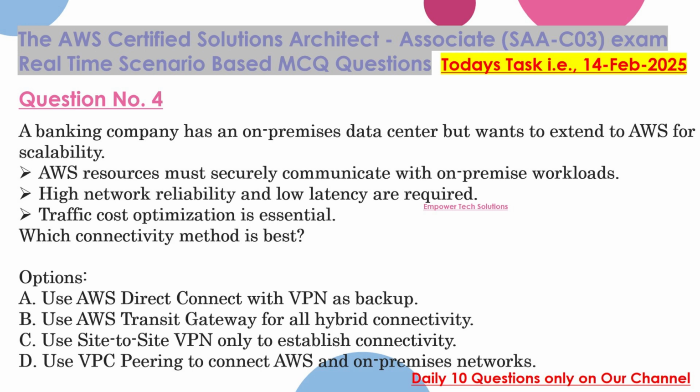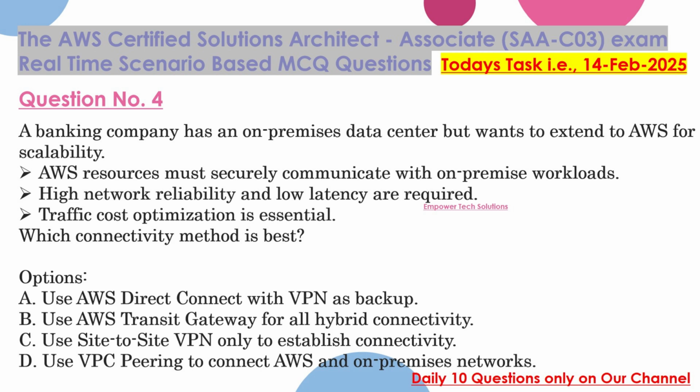Question 4. A banking company has an on-premises data center but wants to extend to AWS for scalability. AWS resources must securely communicate with on-premises workloads. High network reliability and low latency are required. Traffic cost optimization is essential. Which connectivity method is best?